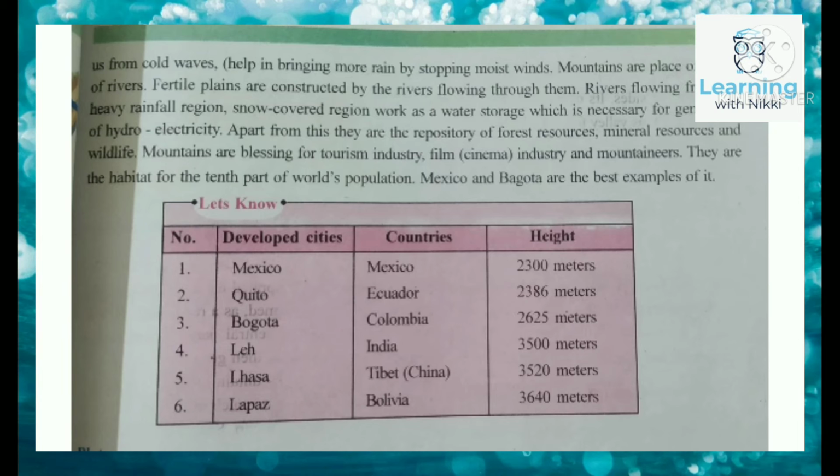If mountains are there, so definitely we can get the forest area over there, and because of the forest we get the forest resources, even mineral resources, and even wildlife, means animals and birds stay over there. So it is very useful, means we can say mountains are very useful to us.